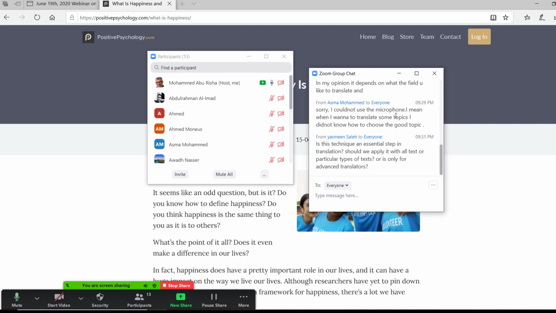Is this technique an essential step in translation? Should we apply it with all text or particular types of text, or is it only for advanced translators? Once again, I cannot understand your question correctly. You're talking about many issues here, about essential step. I don't know what you mean by essential step. What do you really mean by essential step in translation? What does that mean? The second one is, is it for particular types of text?